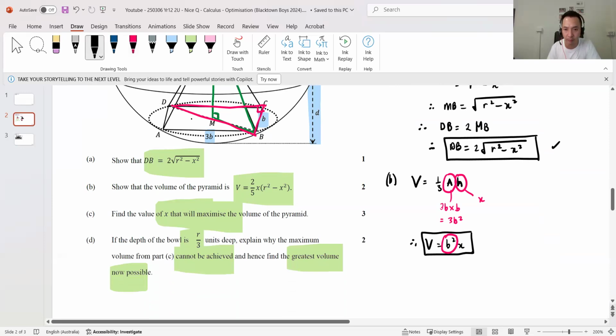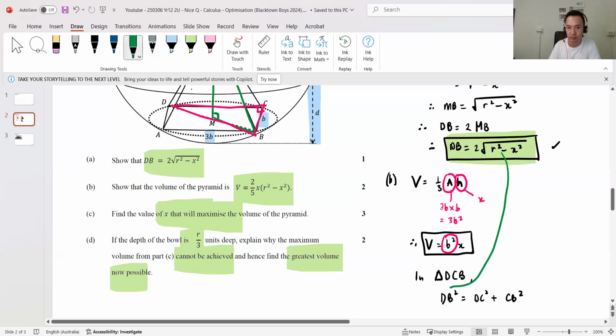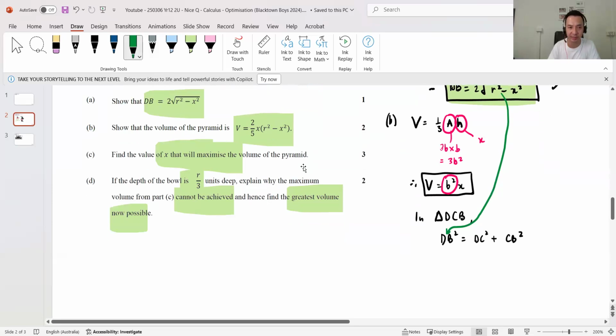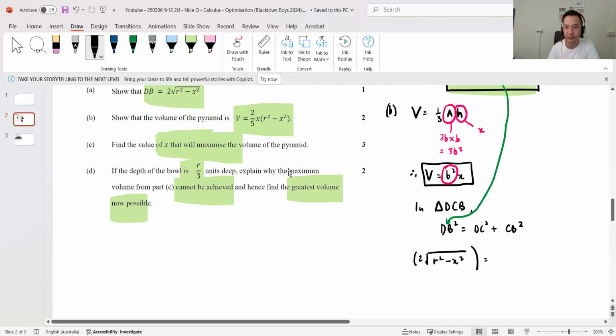Perfect. So in triangle DCB, I get DB squared equals DC squared plus CB squared. What I'm going to do is a double sub. I'm going to sub this in here. And DC and CB I can see from the diagram. So that's 2 times the square root of R squared minus X squared, all squared, equals DC squared. I think DC is the long one, yep, 3B all squared, plus B squared.